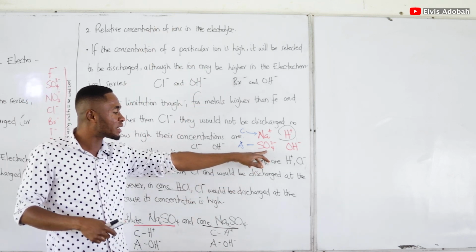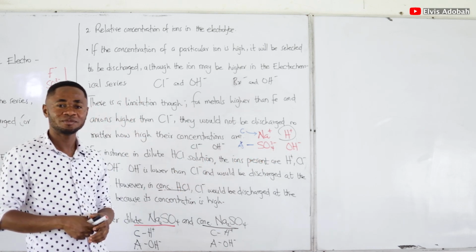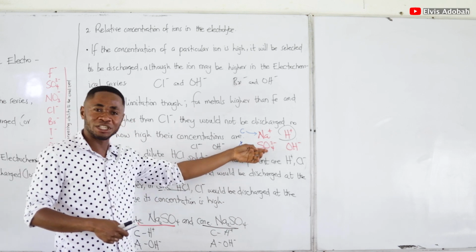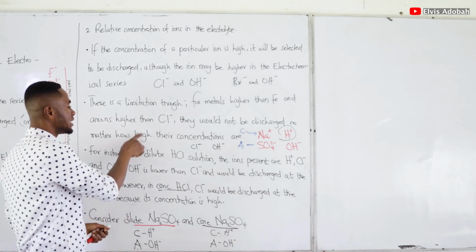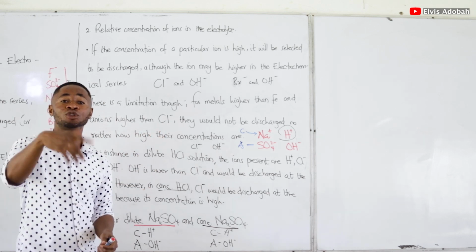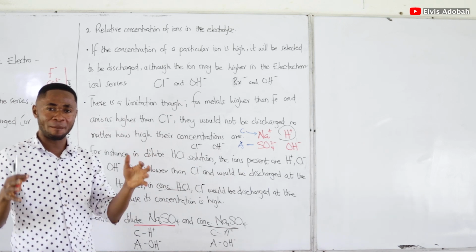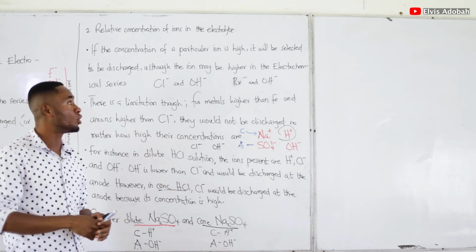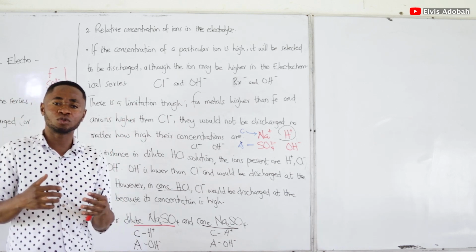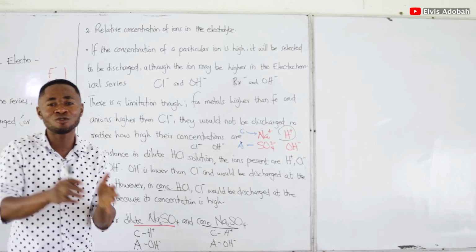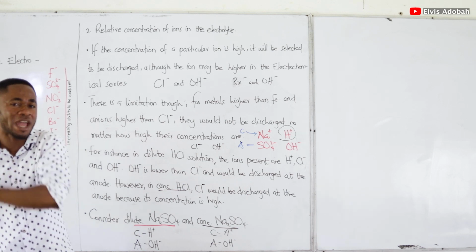And at the anionic side, the anions at the anode, this one is concentrated. It should have been selected. But there was a limitation that it is higher than chloride ion, so it will not be what? Selected. So let's try and see how we can marry these two points, or these two factors, and we will use that to determine what will be discharged at the anode and the cathode of certain electrolytic reactions.